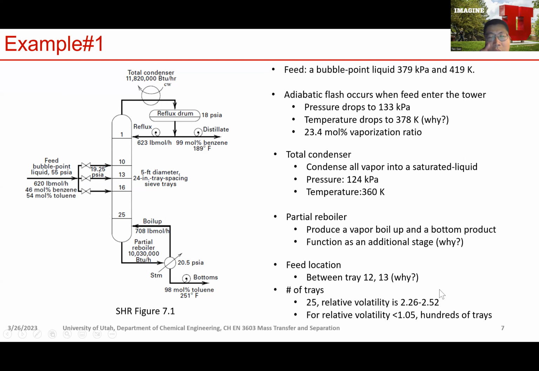But for the case where pressure change is small, temperature change is small, and a system that's close to ideal system, you will have a small change in K value, therefore a small change in relative volatility. Okay, so in this case, for this relative volatility, we need 25 trays. However, if you have a binary mixture with relative volatility close to 1, for example, smaller than 1.05, you need to have hundreds of trays to achieve a desired separation outcome.